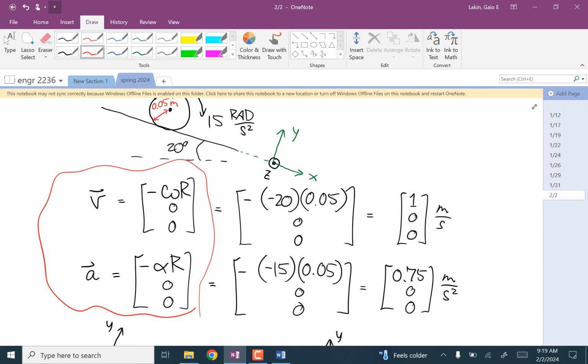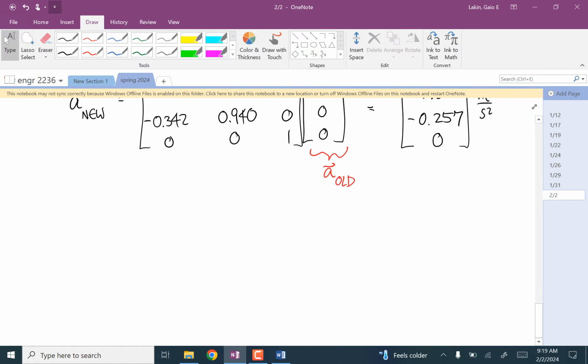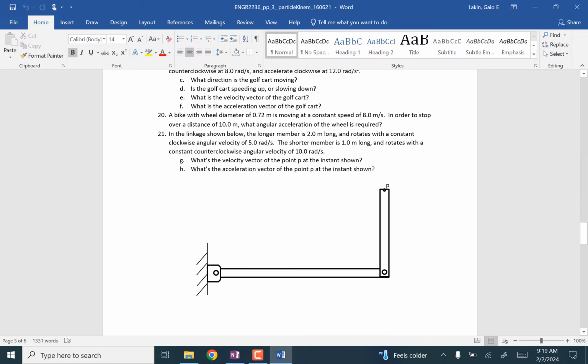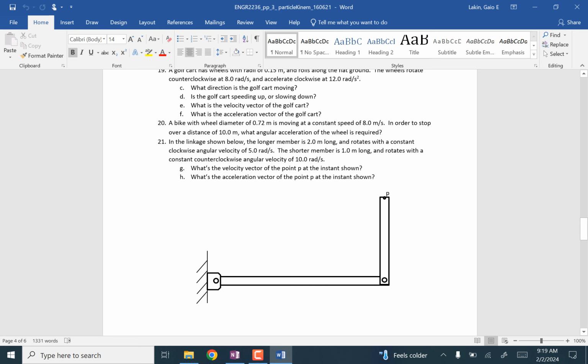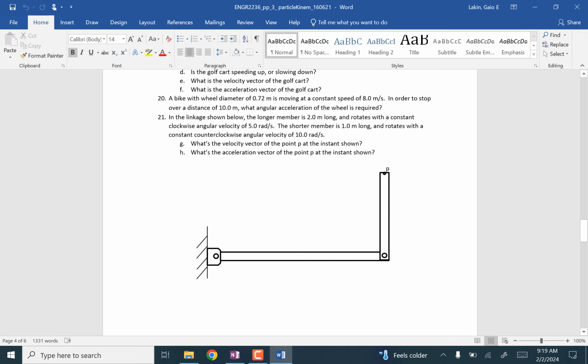Any other questions about this one that don't involve the solution posted on D2L? Okay. Any other homework questions you want to see? If we could quickly look at 20. Yeah. I don't know how quickly I can, but. Okay.